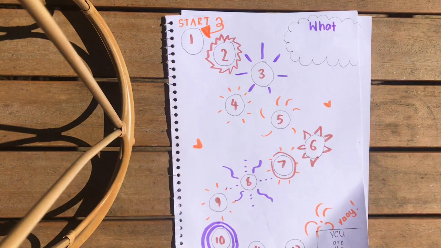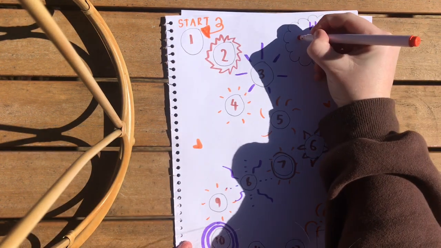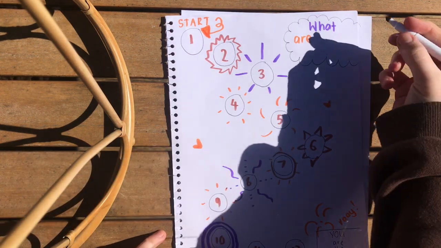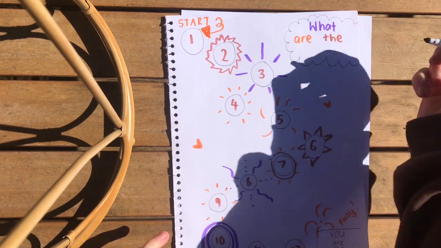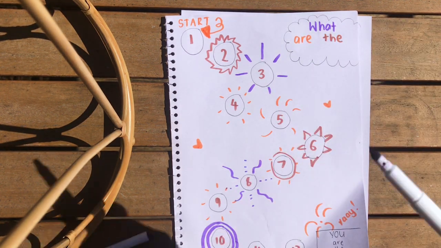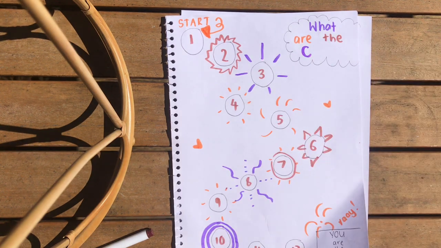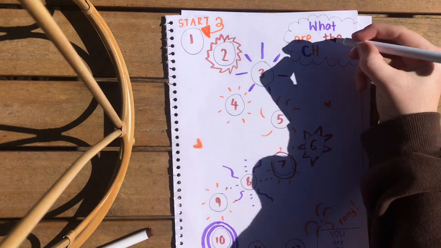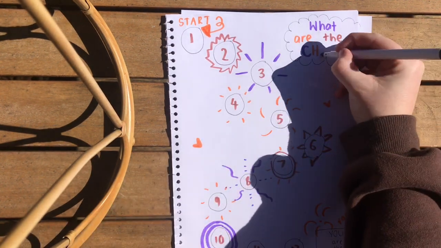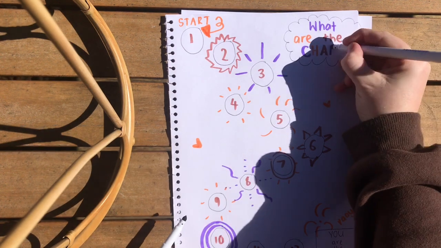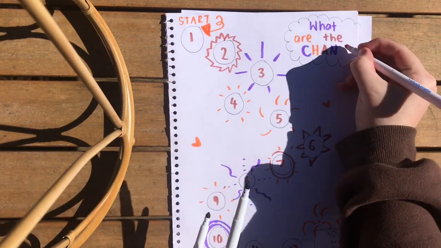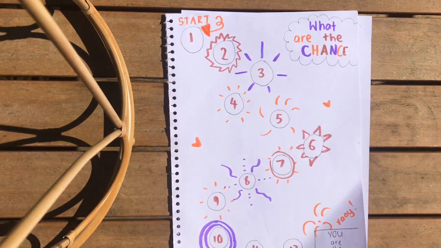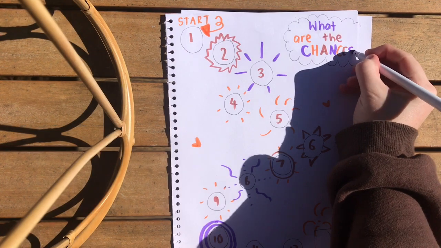So I'm going to go, what are... do you know what word comes next? Chances, that's correct. What are the chances? So I'm adding my title. You might even want to think of a new name to match your board game, and that's totally fine. I'd love to see. So you can decorate your board however you'd like. You can have more circles, less circles. Again, it's totally up to you. You don't have to do exactly the same as I am doing right now.